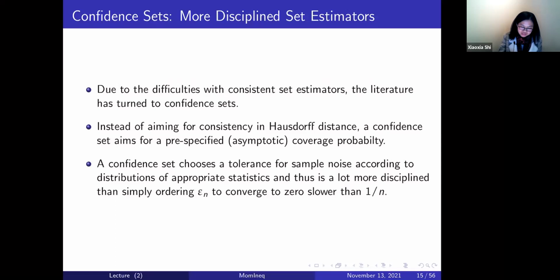Because of these difficulties in obtaining consistent set estimators, the literature has turned to confidence sets instead. And a confidence set is better because it gives you a tolerance that depends on the noise level in the sample. That is a more disciplined way to come up with a set estimator. Typically you cannot show Hausdorff distance for these estimators, but you can show coverage probabilities.